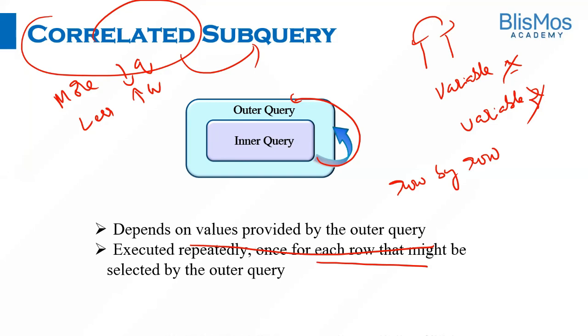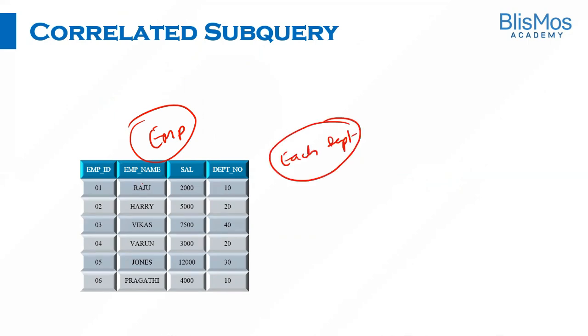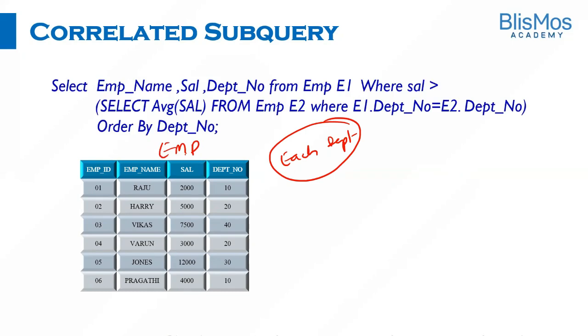Let us understand this with an example. Let us say in this EMP table, you would like to know in each department which person has a salary more than the average salary of a department. In that case, we can go ahead and write this query.